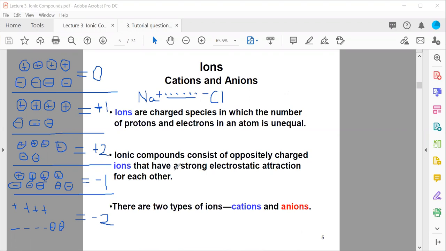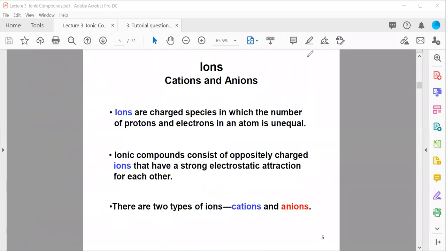And that's written here for you, ionic compounds. So for example, sodium chloride. This is an ionic compound, consisting of oppositely charged ions that have a strong electrostatic attraction for each other. Okay, so I think that's fairly straightforward for everyone. There are two types of ions. Our positively charged ions are called cations. So sodium is a good example, and the negatively charged ions are called anions, like chloride. All right, let's clear all that and move on.